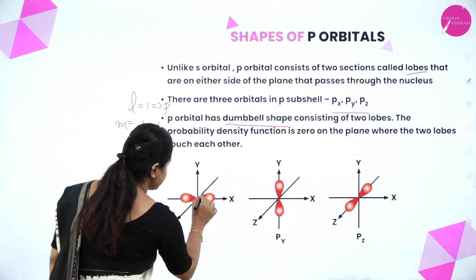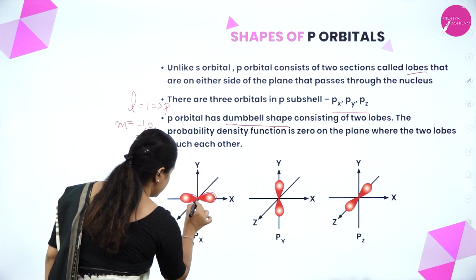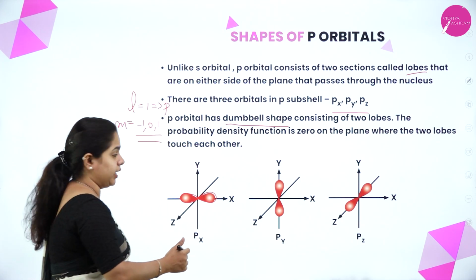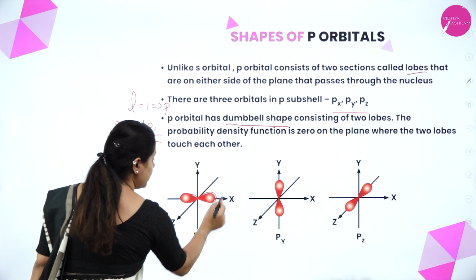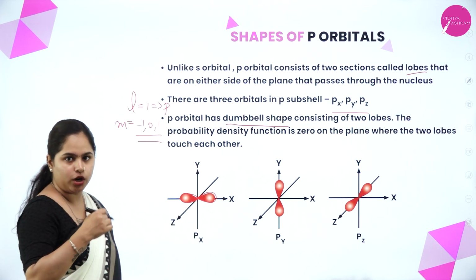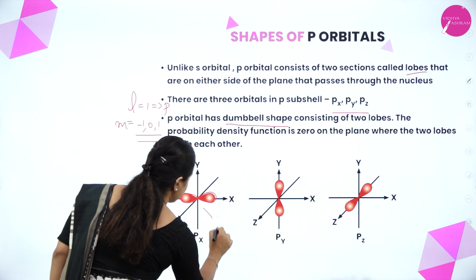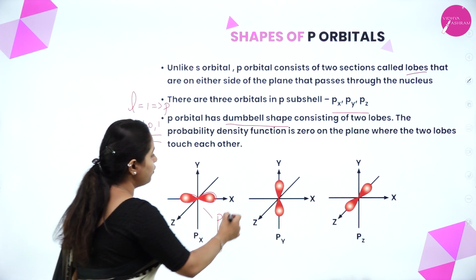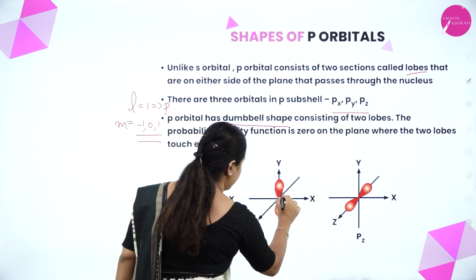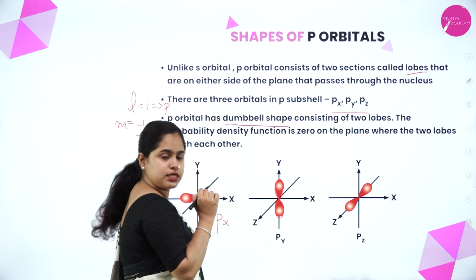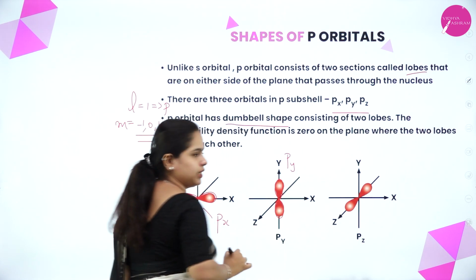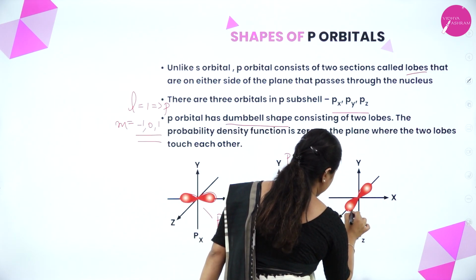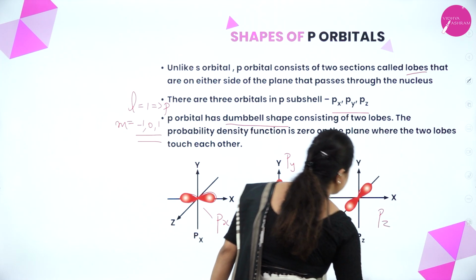So you can see it is having a dumbbell shape. Two lobes are present on either side, right? As you can see in this particular diagram, along the x-axis, the dumbbell is present. The p orbital is present, so this is px. It is along the x-axis. Now moving on to the second one. As you can see, the dumbbell is present along the y-axis. So this is py orbital. And in the third one, the dumbbell is present along the z-axis, so that is pz.